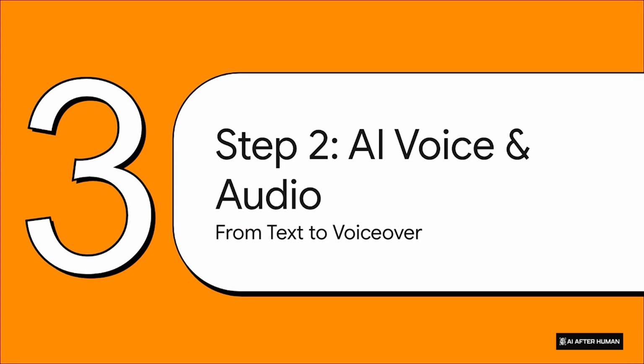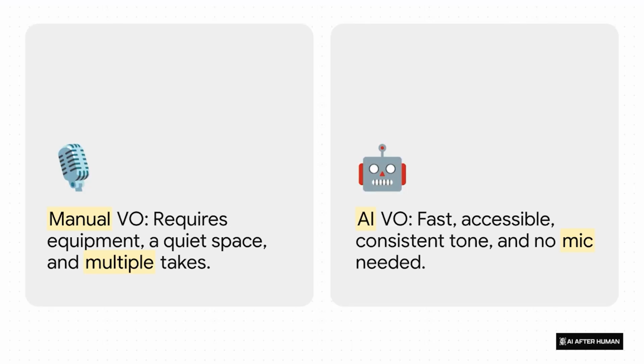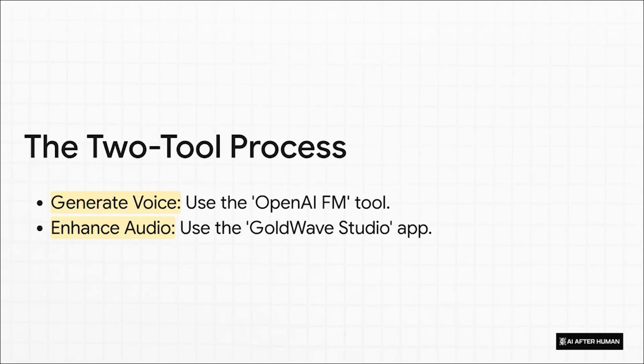But you can forget about buying a microphone or trying to find a quiet corner of your house to record in. We're going to generate a professional-sounding voiceover straight from our text file. You know, the old way of recording a voiceover is, well, it's a hassle. You need the gear, the quiet space, you mess up a line and have to do another take. The AI approach, it just skips all of that. It's fast, the tone is always consistent, and anyone can do it from anywhere.